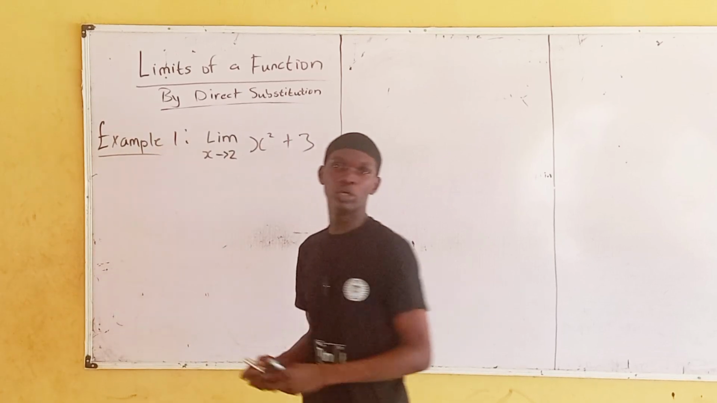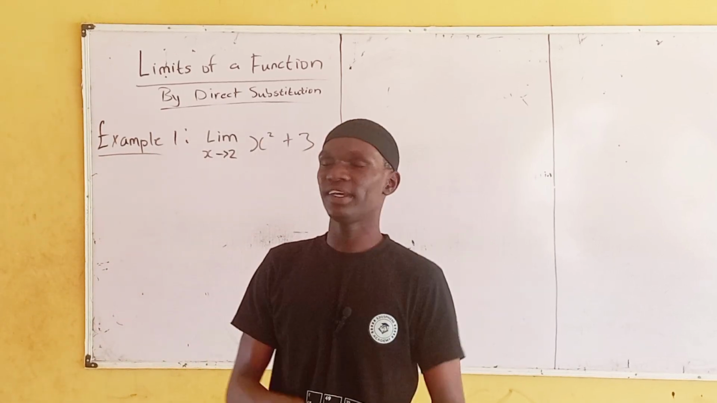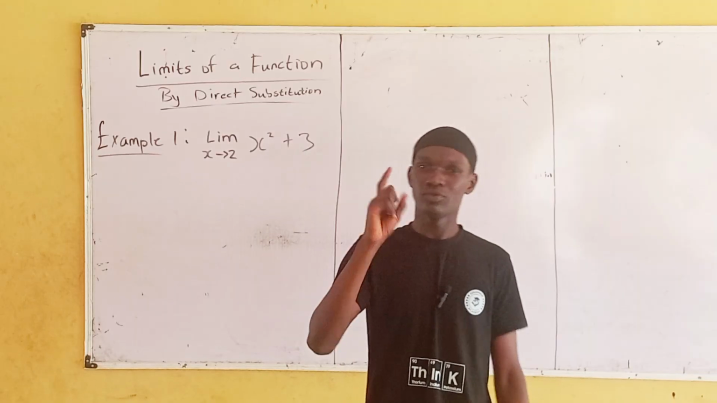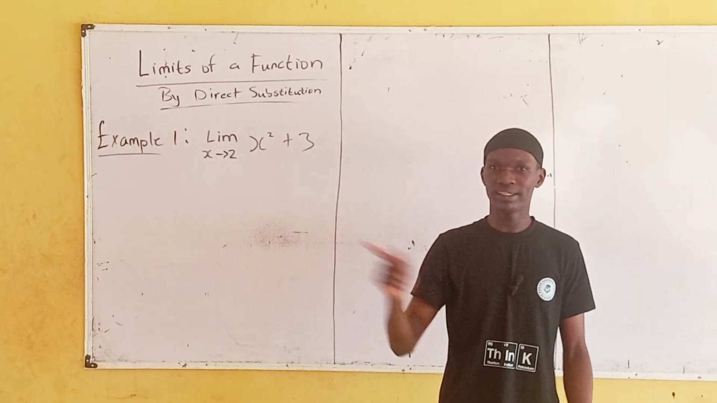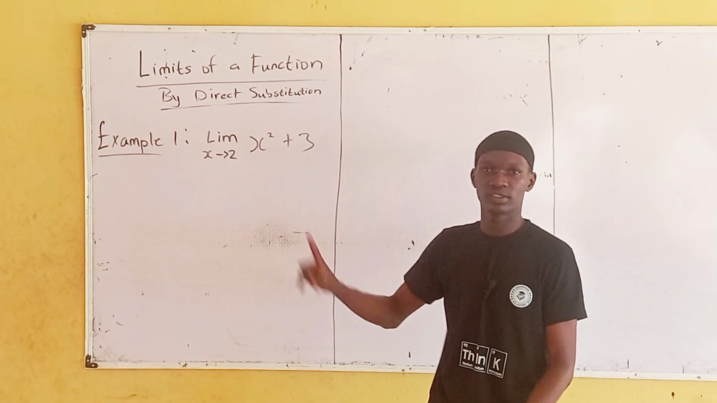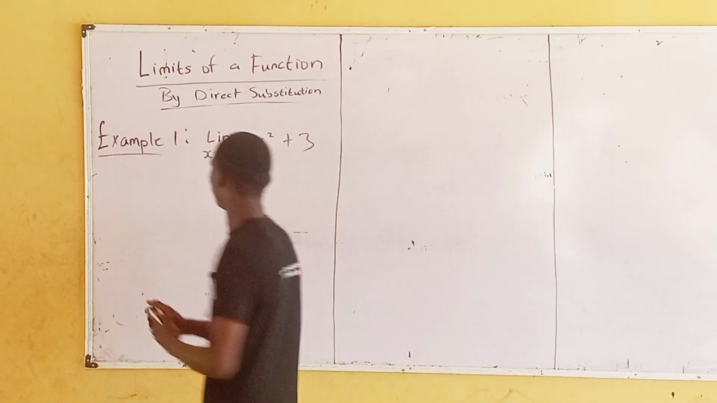All right. Example 1 on limit by direct substitution. So I said when we're solving for limit, what do we do first? Direct substitution. That's why I'm taking this method first. So it's simple. All right. Simple. What do we want to do?